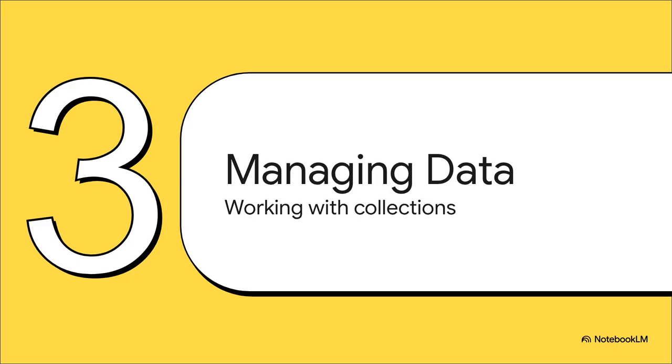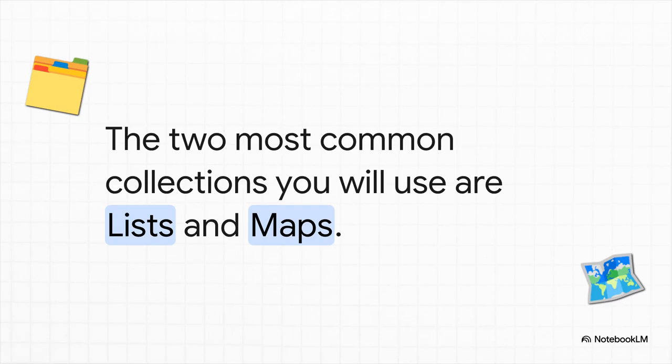Okay, so a primitive is one single piece of data. But what happens when you need to handle a bunch of data all at once? Well, that's where collections come in, and you're going to use them all the time in any real app. Now, B4X has a few different types of collections, but we're going to focus on the two workhorses you'll use constantly, lists and maps.